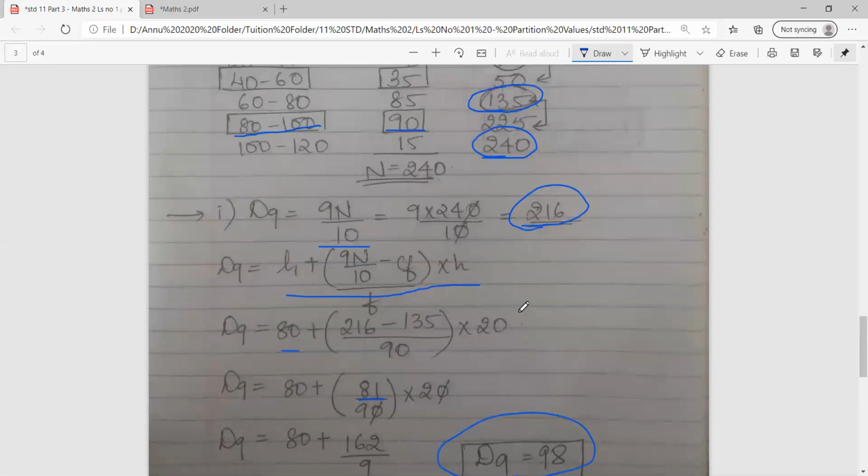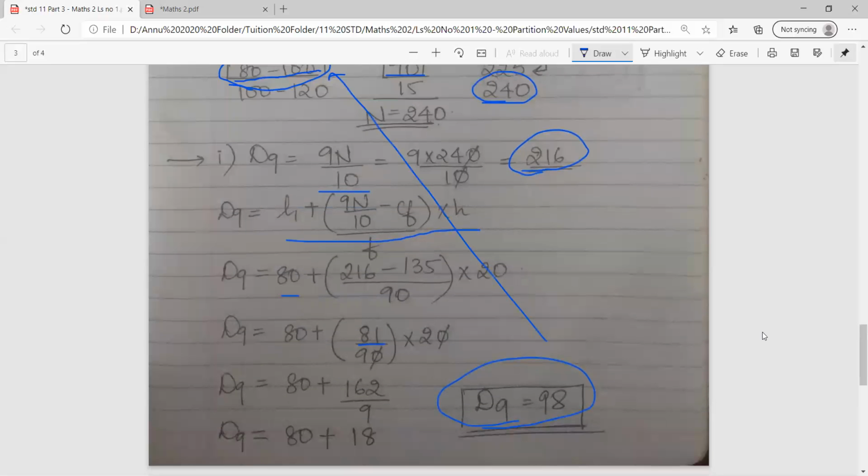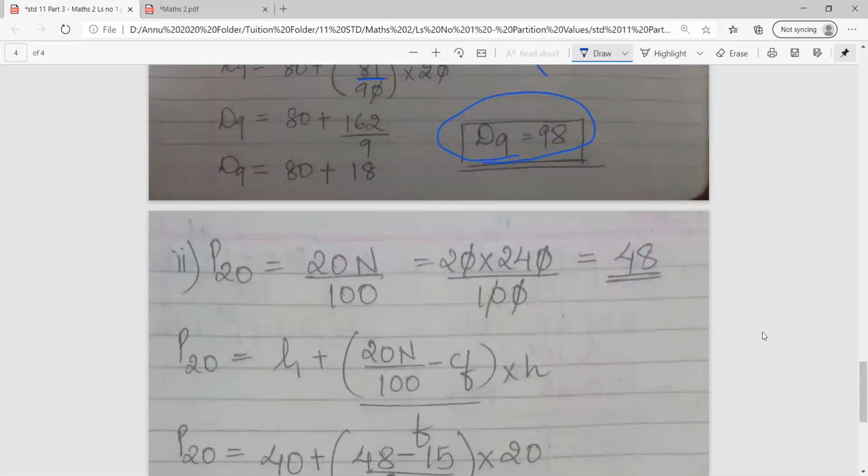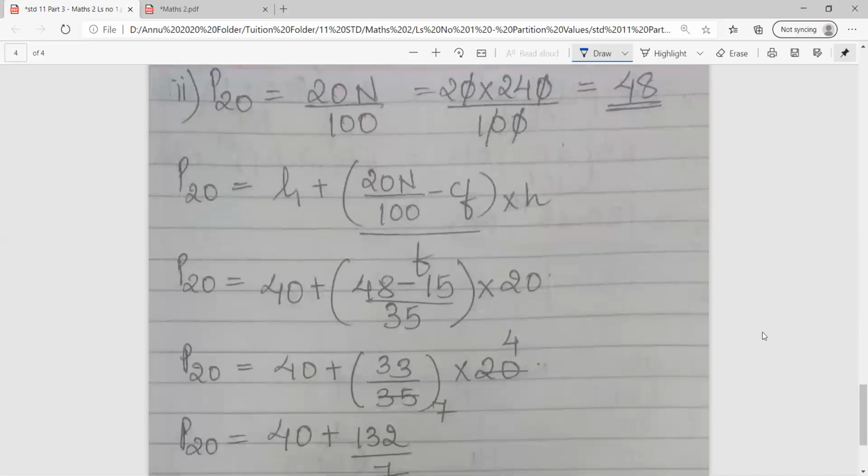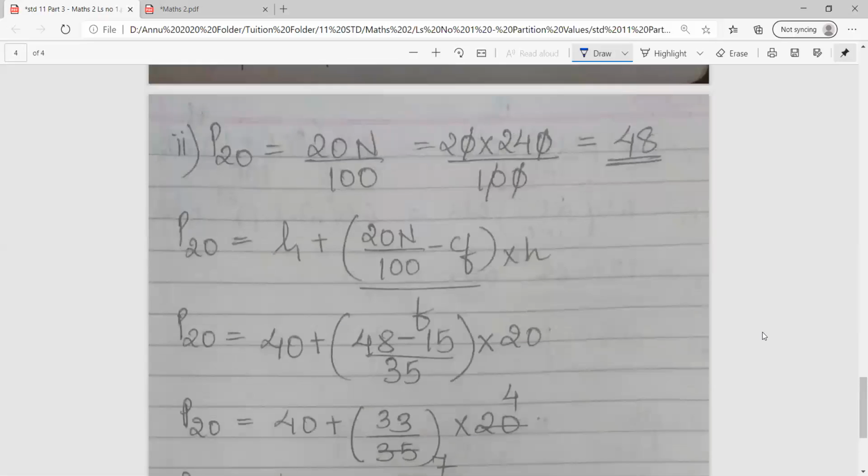So the final answer should lie between the class which you chose, that is 80 to 100. So 98 fits in this particular class. So that means the calculation you must have done will be correct. Followed, class? Okay. Moving forward, the same pattern you will calculate P20. So again, Chotu and Badu, the Chotu formula 20n upon 100. So 20 into 240 by 100 gives you 48.